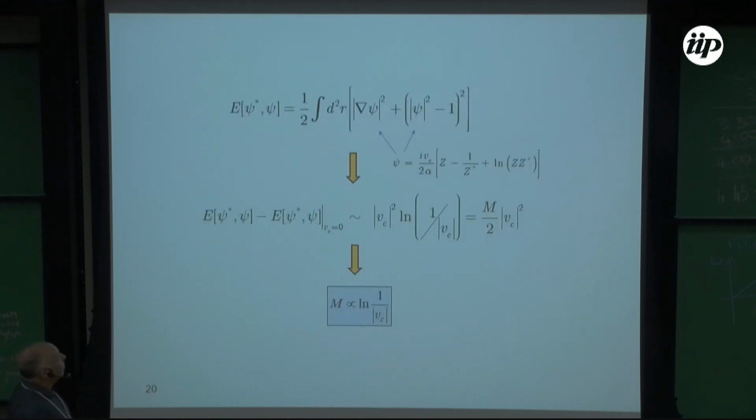So how can you do that? Essentially, it's very simple. You just take our analytical solution. You can insert it into this energy, calculate the energy minus the energy at VC, and you will see that there is a term which goes like m over 2, and this m goes like log 1 over c. So the added mass is large. Of course, it's only logarithmic, but it is large.